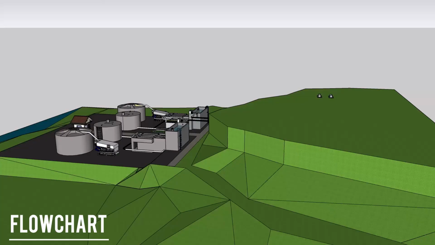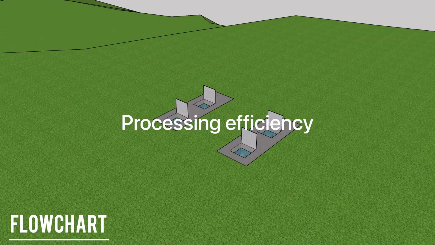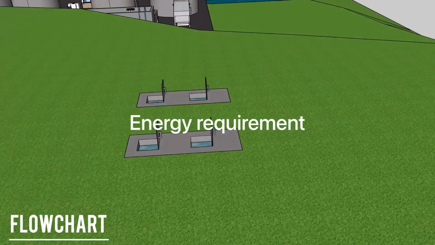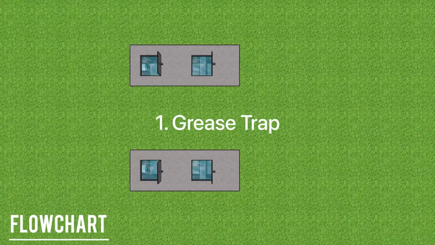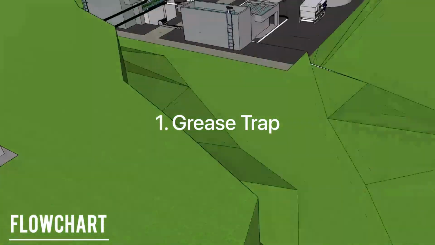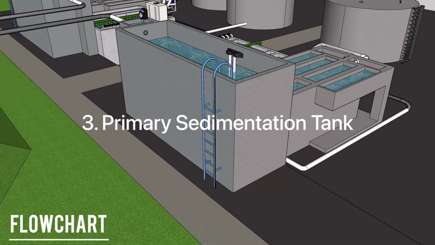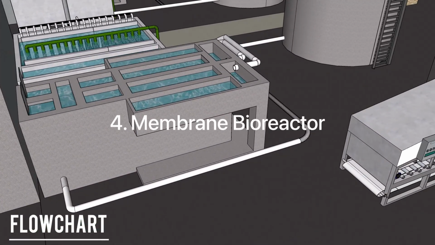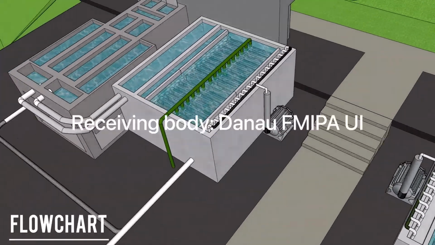Our proposed wastewater treatment plant is planned based on this flowchart. Every unit is carefully selected based on several considerations such as pollutant load, processing efficiency, ease of operation, energy requirements, and costs. The system begins with a grease trap, which will receive wastewater from cafeterias, and it moves to the equalization tank, primary sedimentation tank, membrane bioreactor, and it will be released into Danau FMIPA UI.